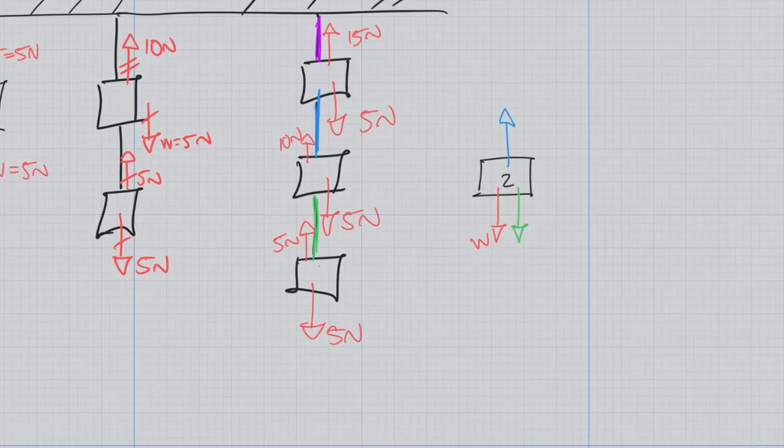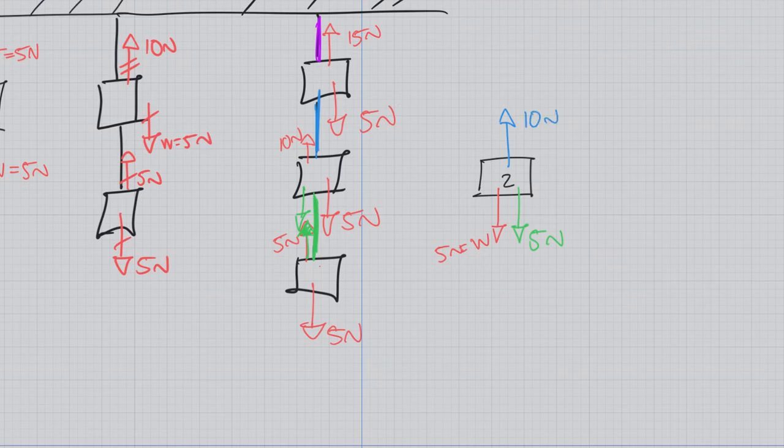So if we work from the bottom, we have 5 newtons weight here, and my green rope must also be pulling up then at 5 newtons. So we know then if the tension in the rope is 5 newtons on one side, it's got to be 5 newtons on the other side as well. Okay, so the tension in the green rope is 5 newtons. We know the weight of the block itself is 5 newtons as well. And the only other force then acting on this second block is the blue rope, and that's pulling up. And the net force has to be 0, so the tension in that rope then has to be 10 newtons as well.